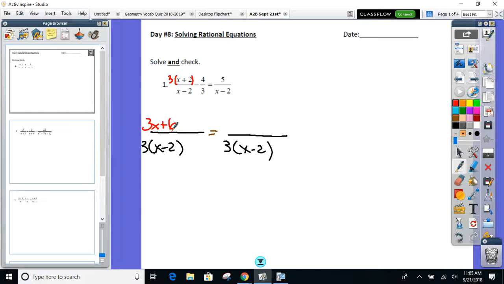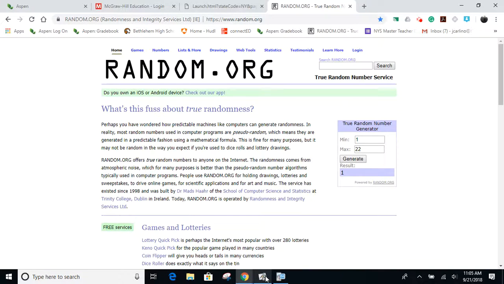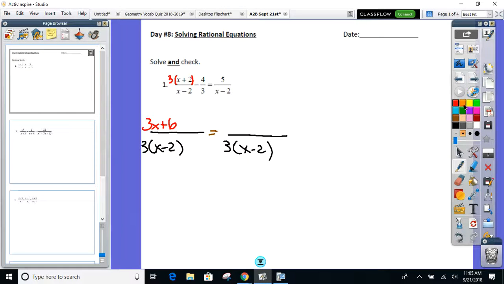Okay, here we go. What's the next fraction missing right here? Next fraction. What's that fraction missing? X minus 2. What am I going to ask you to distribute? Negative 4. Distribute the negative 4. So I have negative 4x plus 8.